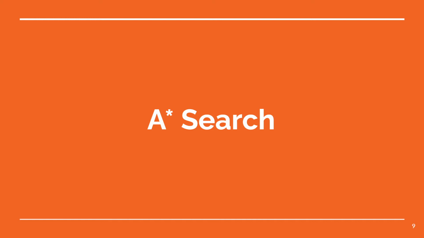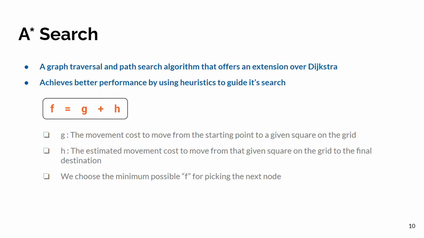A-star search algorithm is a graph traverser algorithm that helps in determining the most optimal path. When compared to Dijkstra, it achieves better performance by using heuristics to guide its search. For a given node or a square in a grid, we choose the next one for the minimum value of f. F comprises of two components. G gives the movement cost from the starting point to that point, while H is an estimate of the movement cost from the given point to the final destination.